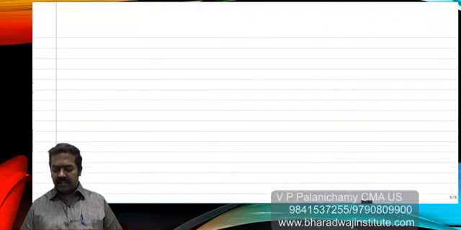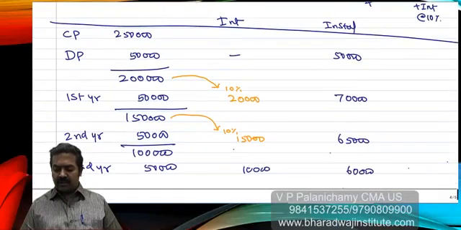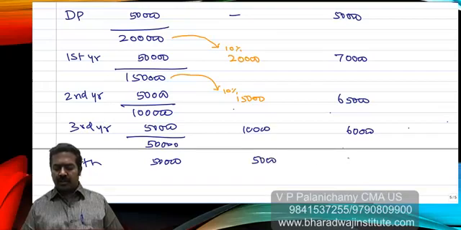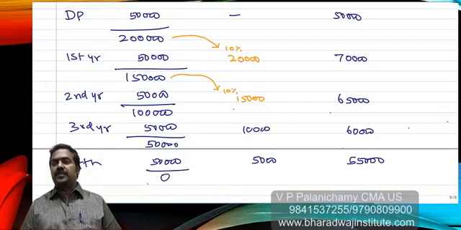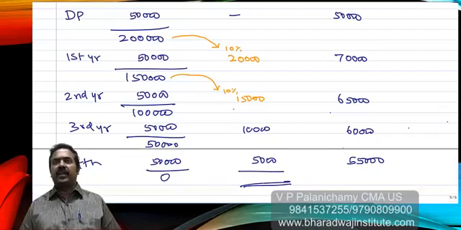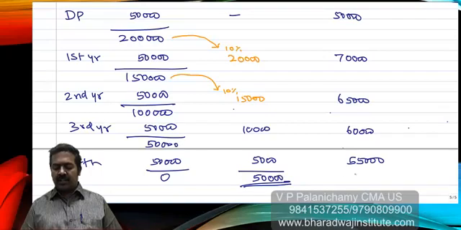Then the fourth year is the last year. What is the balance outstanding? 50,000. The fourth installment will be this 50,000. 10% on this is 5,000. Totally you will be paying 55,000, where the loan will become 0. If you look at the total interest you have paid, 20 plus 15 plus 10 plus 5, what is the total interest? 50,000 is the total interest paid.